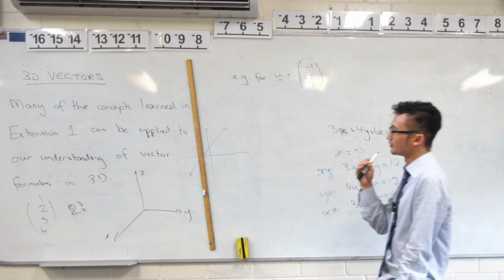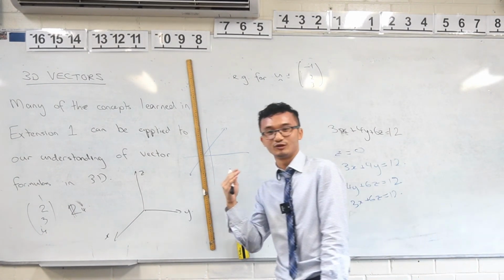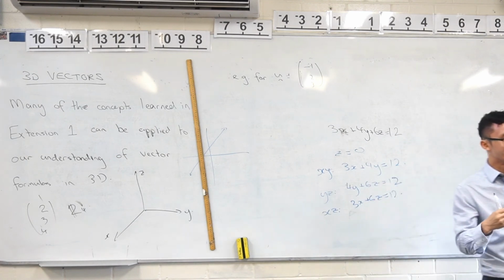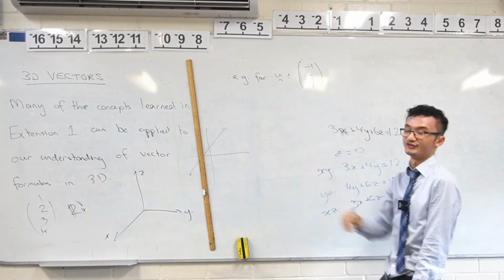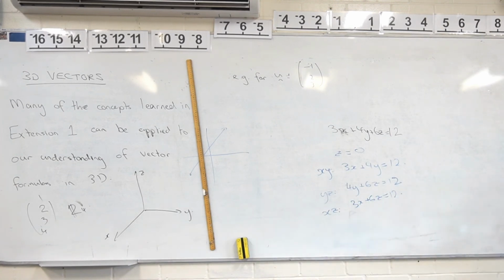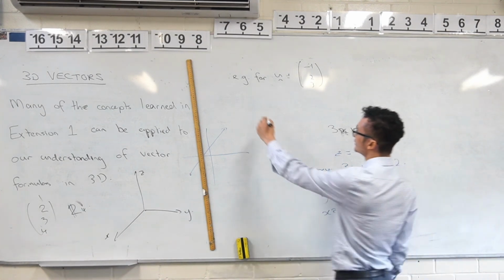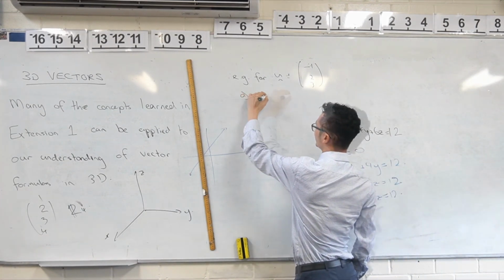All of the concepts we learned in Extension 1 can actually be applied to all the formulas that we learn in 3D vectors as well. So for example, something like this: here's our vector, we have our notation, -1, 2, 3. We're going to look at a few questions related to this. We're going to find things like writing it in component form.